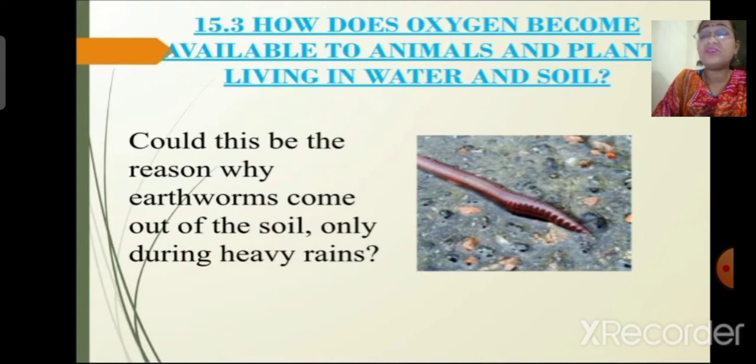They come out of the soil surface, or they come onto the soil surface, because the space they occupy is completely filled by the rainwater. Children, this is the reason that in the rainy season we see a lot of earthworms nearby.